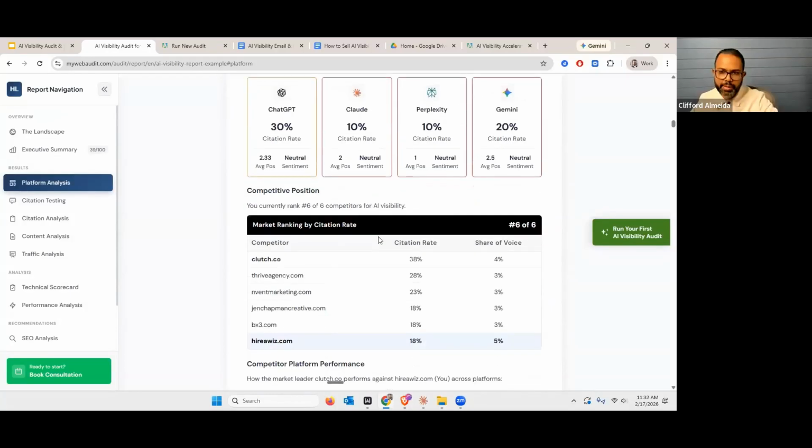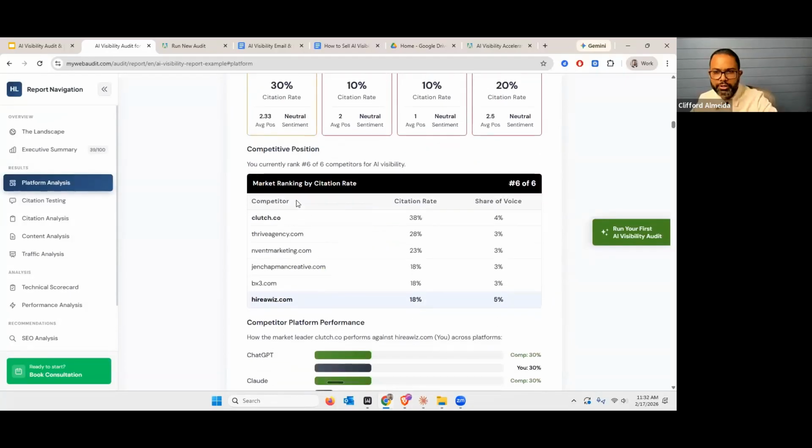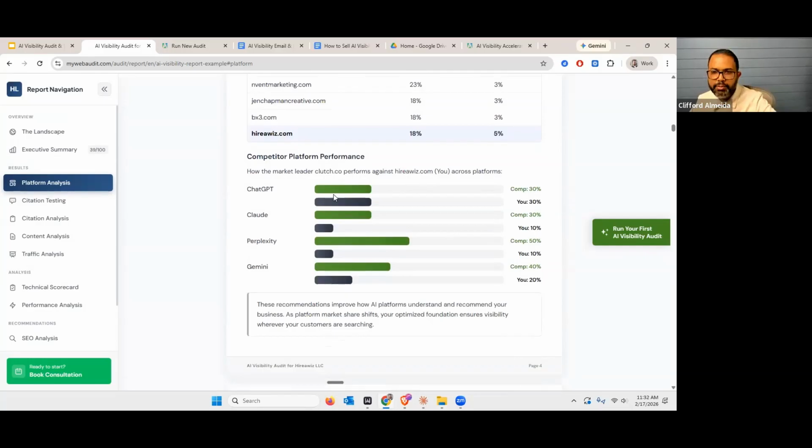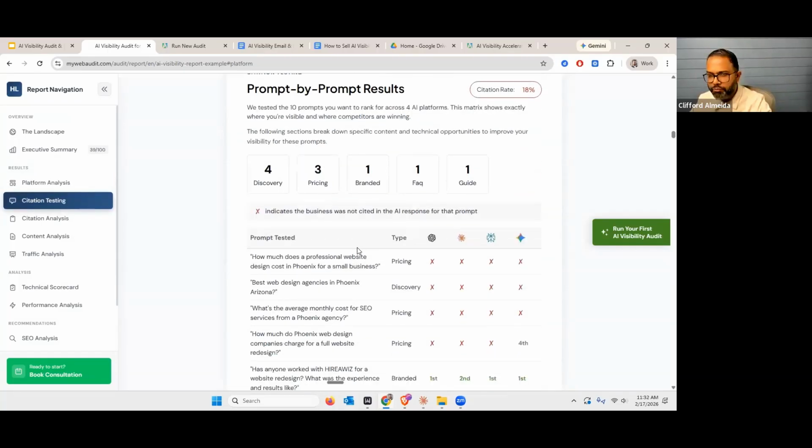There's a performance by platform. It then shows them really who's competing by citation rate. It then compares you, or whoever your client is, against the market leader across the platforms. It then goes prompt by prompt, sharing this. Another thing to note here is that we are running directly to the platform and we are then running a web search off of it.